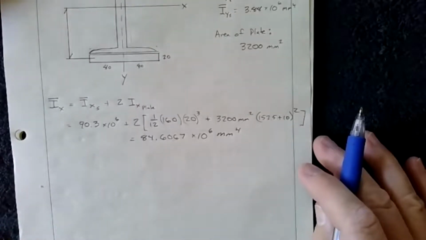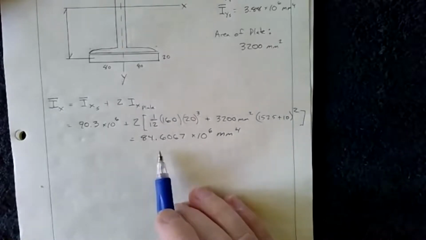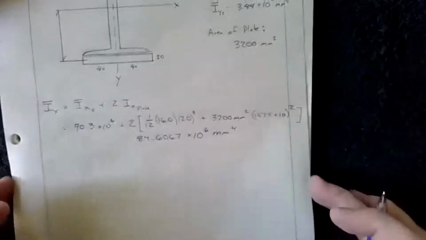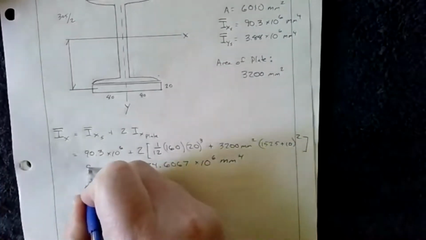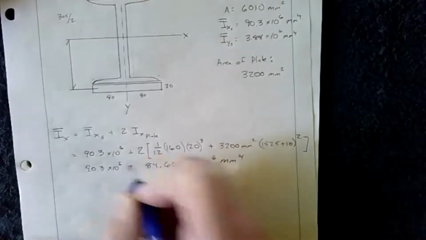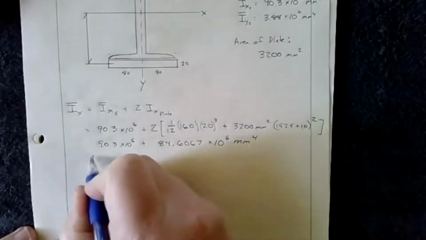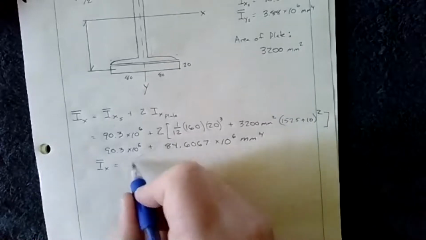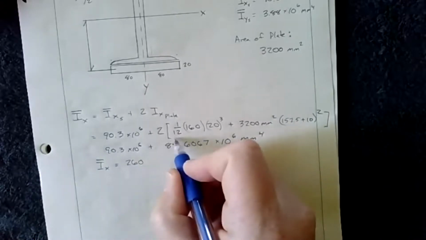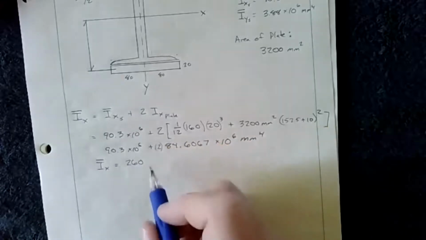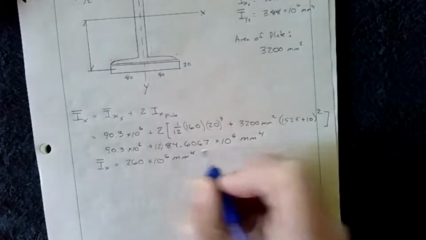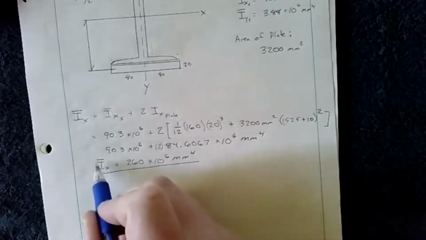I apologize, I didn't add in that part. I deviate from my notes. That's this part, and then we still have to add in 90.3 times 10 to the 6. So our total Ix for this gives us a total of 260, because the 84 is multiplied by 2 also. So it gives us 260 times 10 to the 6 millimeters to the 4th. And that's our answer right there.